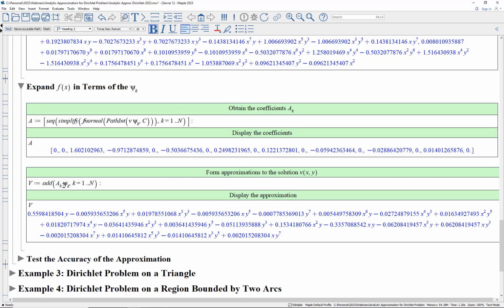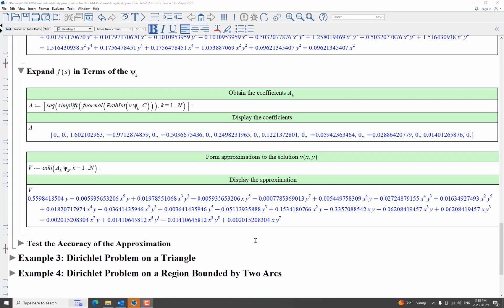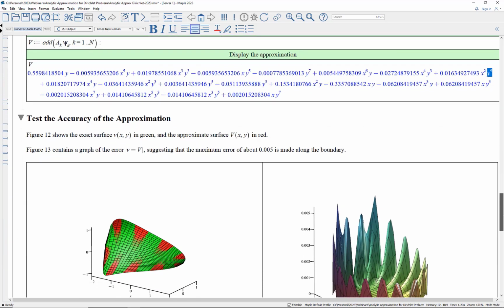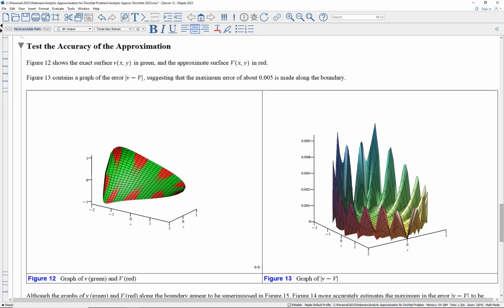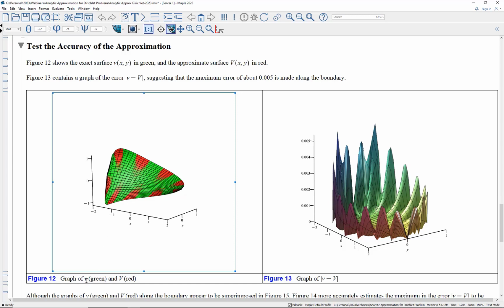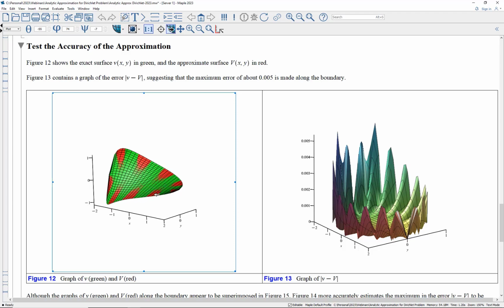The approximation is the linear combination of these coefficients and the psi k's, and this is what that approximation looks like. So again, we have an approximation. It's meaningless unless we can, in some way, test the accuracy of that approximation. So we first drew some graphs. As we did before, we have here the exact solution, which is little v, and the approximation, which is big V, little v in green, big V in red, and you can see they're pretty much mashed together.